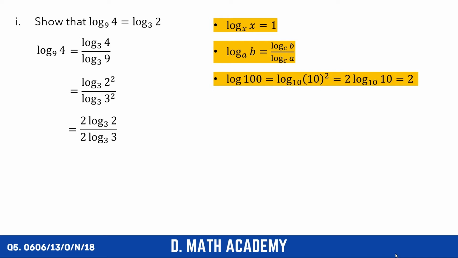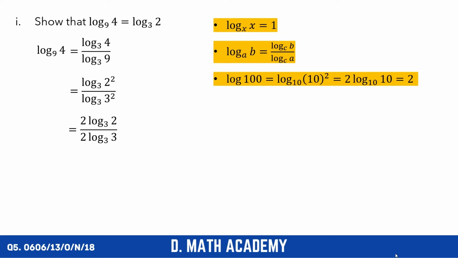Now we have 2 log with a base of 3 and the results of 2, divided by 2 log with a base of 3 and the results of 3. Remember that I mentioned earlier, when the arrangement has already been done, you cannot reverse it. So I cannot write it as 2 log 3 2 minus 2 log 3 3. So these are the things to take note. Then we can move on and cross things off.